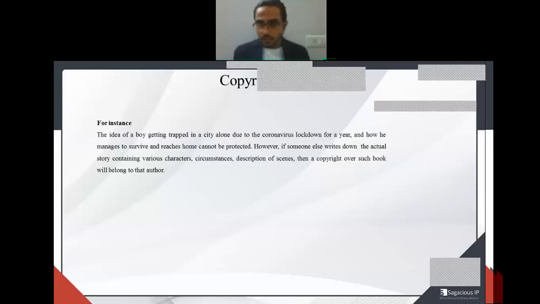For instance, there is an idea that a boy is trapped in a city alone due to the coronavirus lockdown, which went on for a year, and how he manages to survive and reach home. The idea itself cannot be protected. However, if someone writes a book on it and mentions all the characteristics and circumstances and description of scenes, then a copyright over such a book can belong to that author.